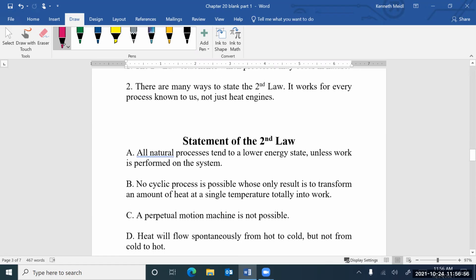Another statement of the second law: heat will flow spontaneously from hot to cold, but not from cold to hot. Okay, now you kind of already know this, but now it's being formalized in the statement that we're calling the second law of thermodynamics. So if you have two objects, an ice cube and some boiling water, the heat, it says, will flow from hot, the boiling water, to cold.